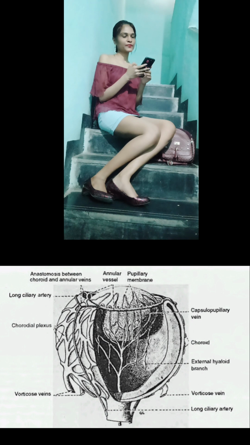Figure 17.41. Diagrammatic representation of the vasculature of the embryonic eye at approximately 6 weeks of gestation. So you can see here annular vessels which are coming from the long ciliary artery and choroidal plexus, and then you can see here anastomosis between the choroid and annular veins at the periphery of tunica vasculosa lentis. Then there is a choroidal plexus. Then posteriorly there are varicose veins on nasal and temporal sides. Then there is capsulopupillary vein. The choroidal layer is shown. Then you can see external hyaloid branch and long ciliary artery posteriorly, almost where it originates.